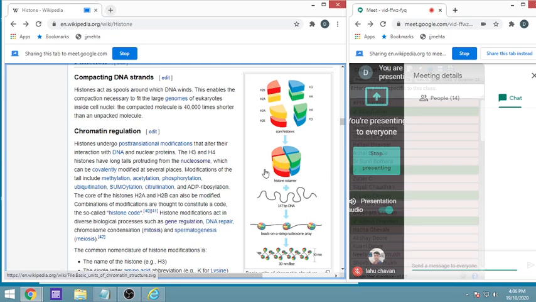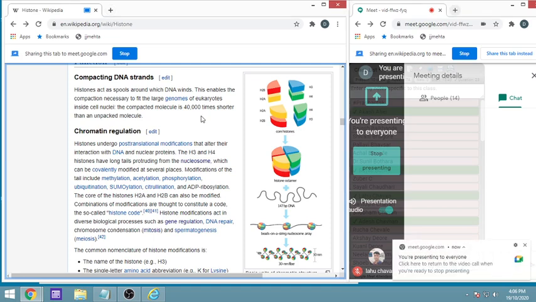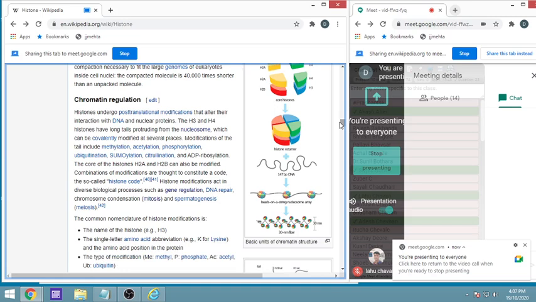So what are the functions of these? They compact the DNA. It causes very important compaction necessary to fit the large genomes of the eukaryotes inside the cell nucleus, and it is compacted 4000 times shorter than the unpacked molecule. So that much compression it makes. Then it is important in chromatin regulation. They undergo post-translational modification that alters their interaction with the DNA and nuclear proteins.